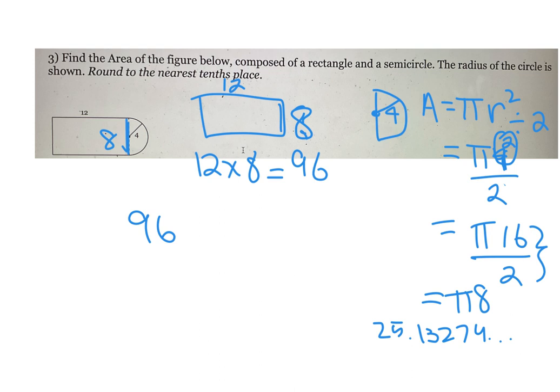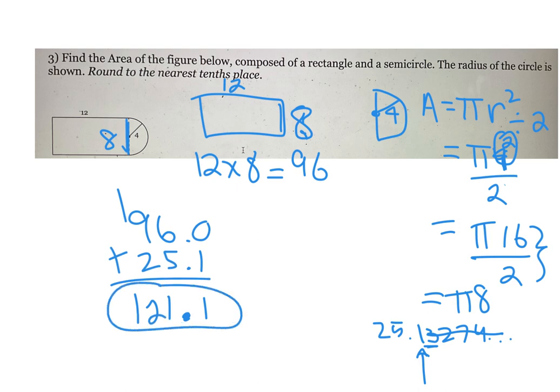That is 25.13274, and it goes on and on and on. But if you were to try to round it, we're going to see that this is a tenths place. The number in back of it is lower than 5, so we're not going to have to round up. We just rounded down, so it's just 25.1. So now I have 25.1 plus 96, make that 96.0, so we can add them up. So 0 plus 1 is 1, drop your decimal down. 6 plus 5 is 11, carry the 1. 9 plus 1 is 10, 10 plus 2 is 12. So my total area of this irregular shape is 121.1.